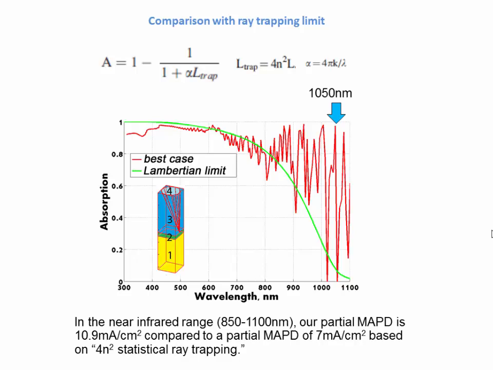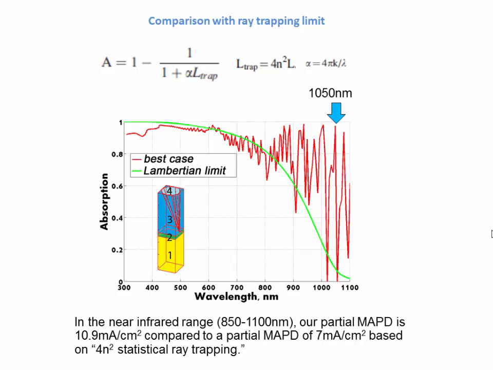So here we compare the absorption spectrum for these optimal parameters with the so-called ray trapping limit, which is presented here by this formula, probably you're familiar with as well. Our partial MEPD, calculated in the near infrared range from 850 up to 1100 nanometers, gives us a MEPD of almost 11 milliamps per square centimeter, while partial MEPD inferred from this formula, with the underlying assumption intrinsic to ray trapping, gives just 7 milliamps per square centimeter.